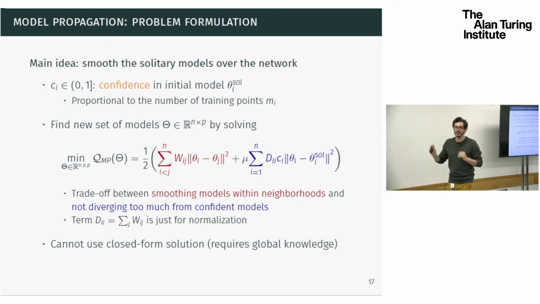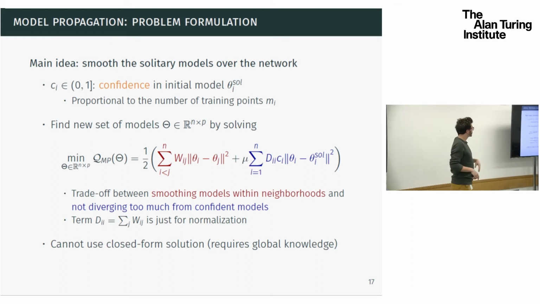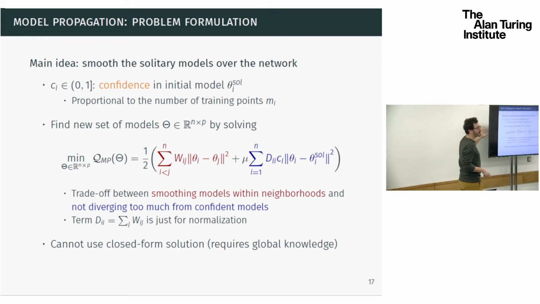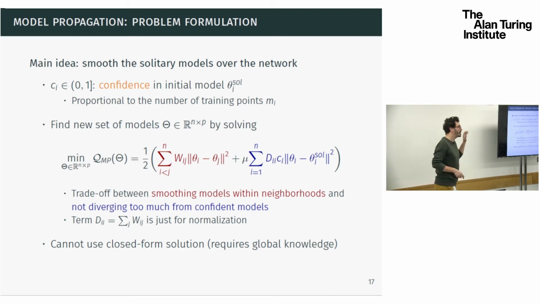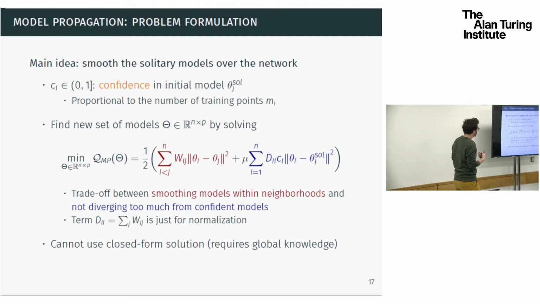This gives me my goal. Of course, there's a closed-form solution for this problem because it's quadratic and convex in theta, but I cannot compute it without sharing everything about the network: the models that I learn locally, the weights, and so on. This is precisely what I'm trying to avoid. So I need to come up with some kind of gossip-like algorithm to find the solution of this problem.